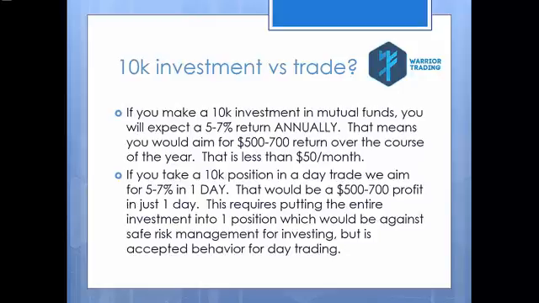So that means you're looking at $500 to $700 over the course of the year, which is $50 a month. Now, if you take a $10,000 position as a day trade, we're going to be aiming for more like a 5 to 7% winner within a few hours. So that's $500 to $700 profit in one day. But that requires putting that entire investment into one position, which is against safe money management principles for investing, right? So this is the pros and cons.